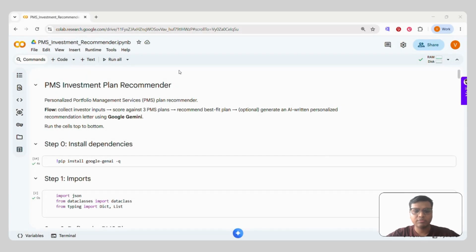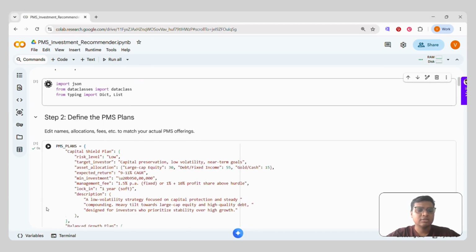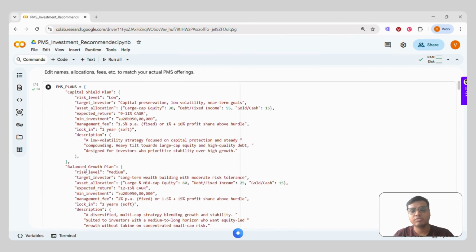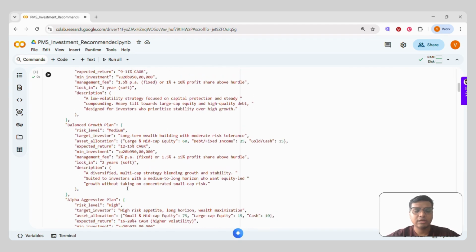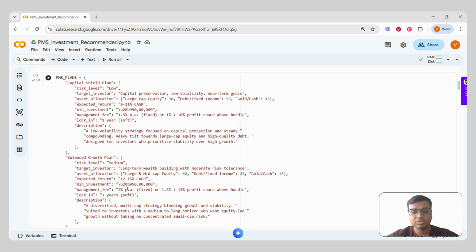Now, when we go on to Python, the very first thing that we see is we're starting by installing the required dependencies and the directories. Now that is done. Step 2 is defining the different types of PMS plans that we are offering. Say for example, over here we have 3 plans: Capital Shield, Balanced Growth, and Alpha Aggressive. All of these 3 are used for different classes of investors, those with a medium, high, or low risk appetite. And not just that parameter, but also based on their investment amount, what sort of income they have, and how many financial dependents there are on them.